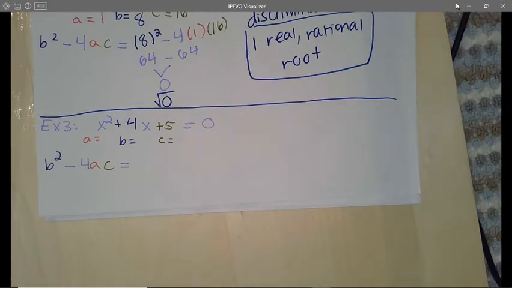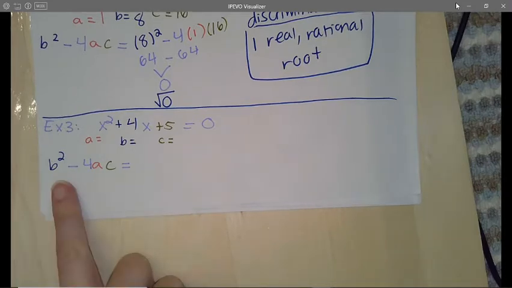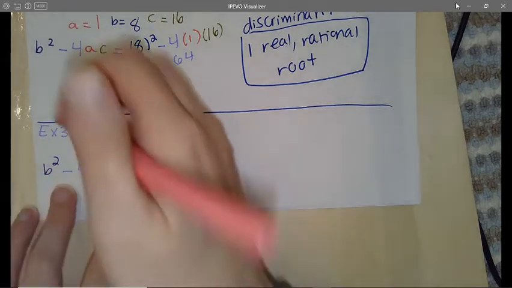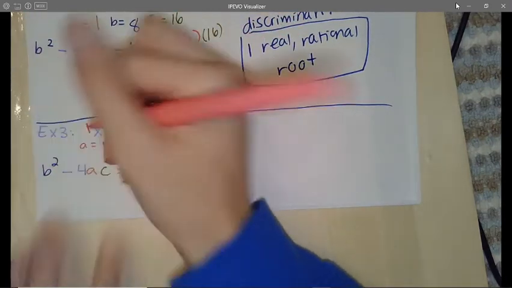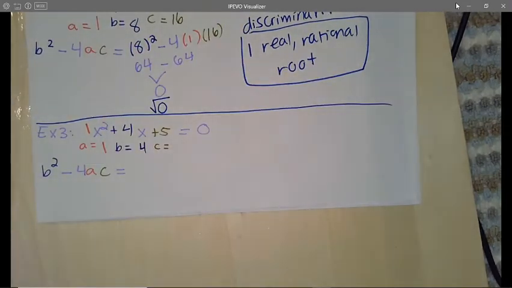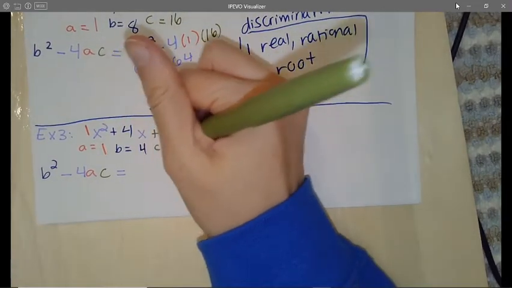Let's tackle example 3. So again, let's find the discriminant, which is b squared minus 4ac. So let's find the a, b, and c. So a is the number in front of x squared, which I don't see a number in front of x squared. So what's secretly in front of the x squared? That would be a 1. So my a is 1, my b is 4, and my c is 5.